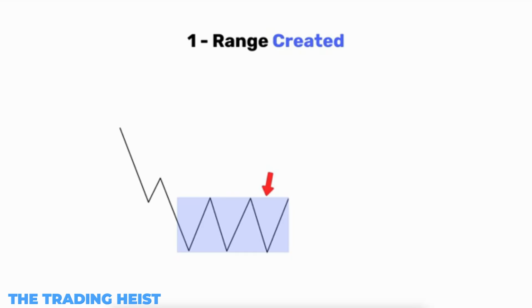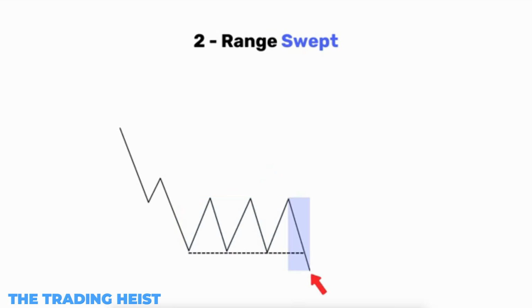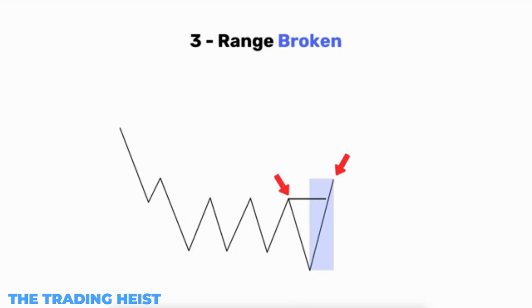So to go through that, there are only 5 steps you need to see. Number 1 is the range created. So we want to see the market go from Markdown into a sideways range. Number 2, we want to see that range swept, the lows of that range taken out. Number 3, we want to see the range broken with a reversal back to the upside and a closure above the high after the sweep.